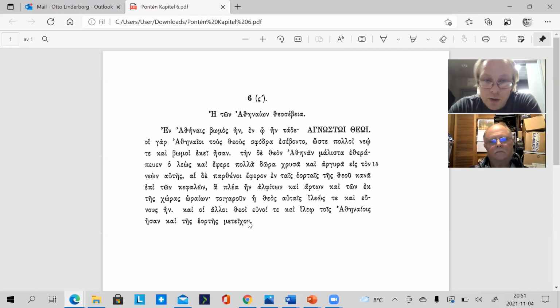But then we have, of course, this typical imperfect ending, which can be either a first person singular or a third person plural. But in this case, third person plural, right? Because the subject is this hoi alloi theoi, so the other gods. And then this kai here, which usually means and, is a bit difficult to translate here. I could say indeed, maybe. Indeed, also the other gods.